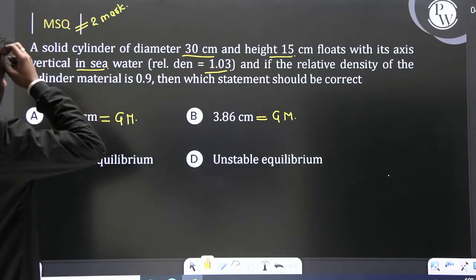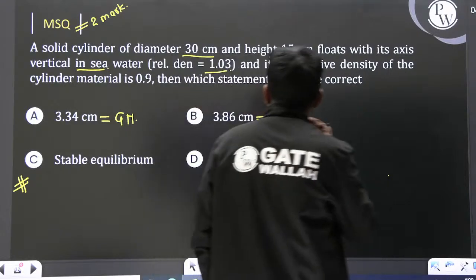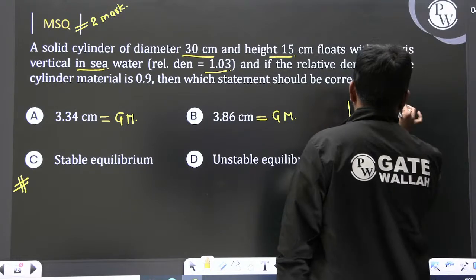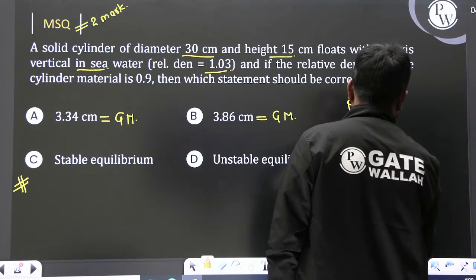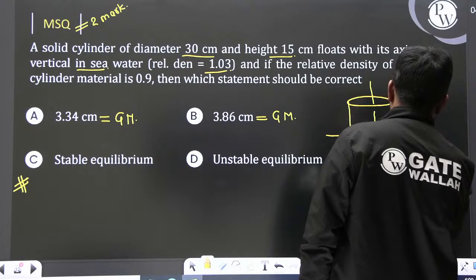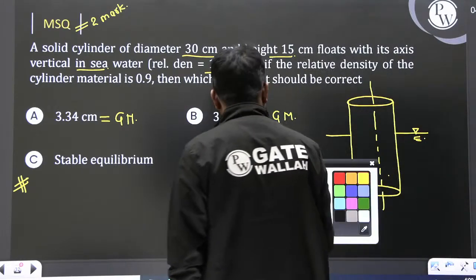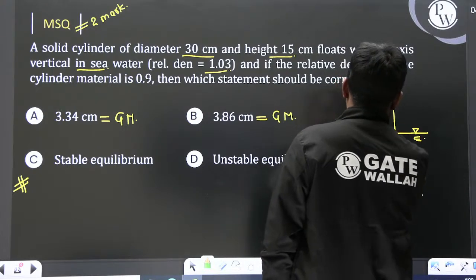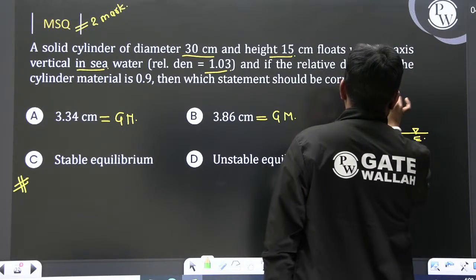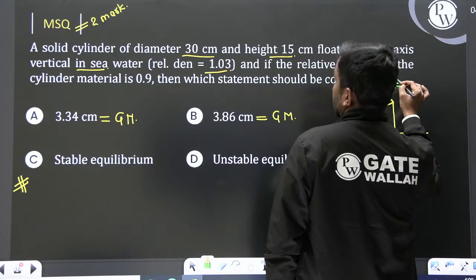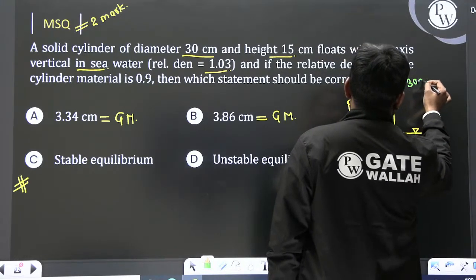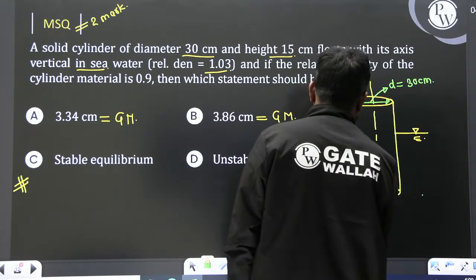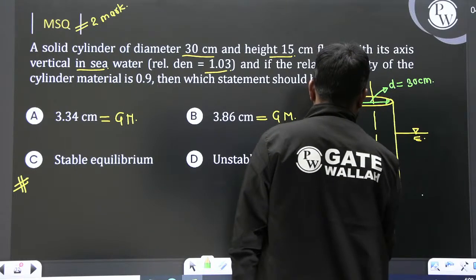So let me first draw the diagram. 30 centimeter diameter. So the cylinder, and you can say the cylinder is floating inside a water medium. So the diameter D is given as 30 centimeter, and the total height is given as 15 centimeter. So the length is given as 15 centimeter.